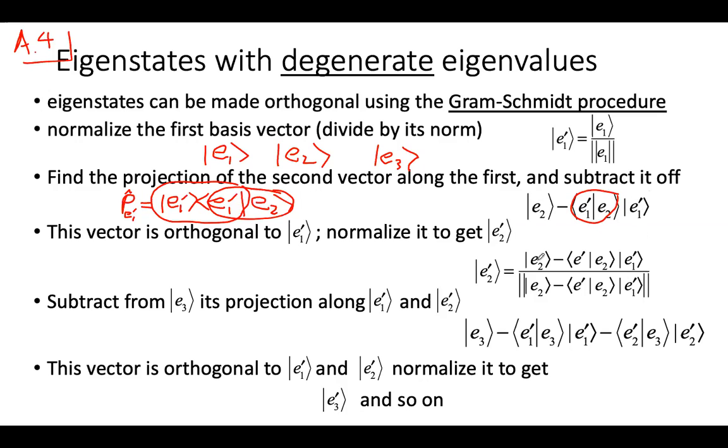I'm going to normalize it, divide it through by its magnitude in order to get E2 prime, another vector. And E2 prime and E1 prime here should be normal to each other. If that's not obvious, let me give you a picture here in just a second.